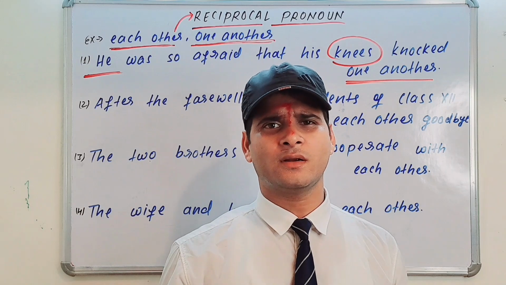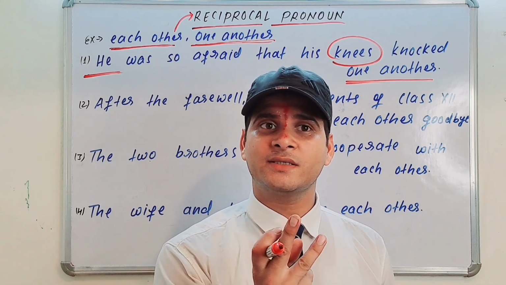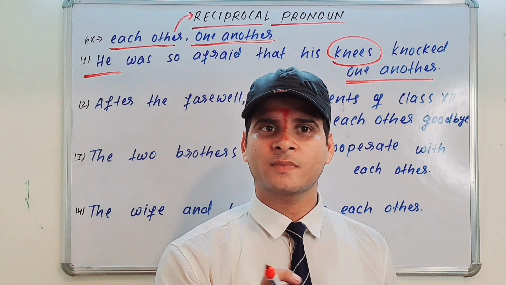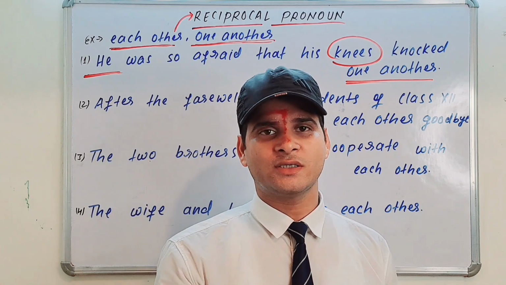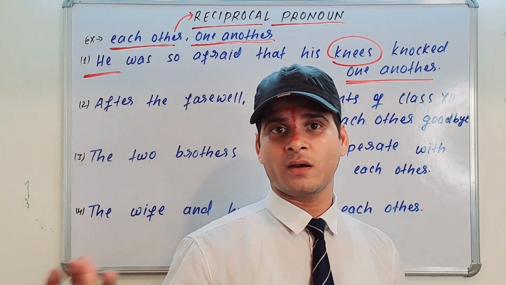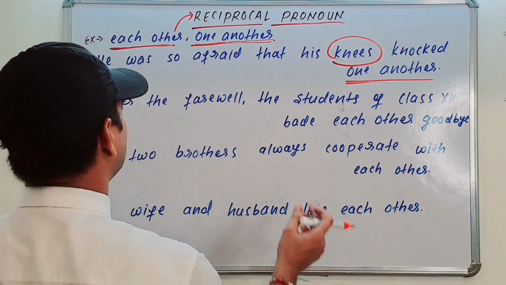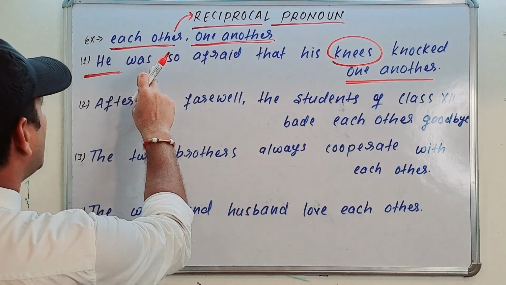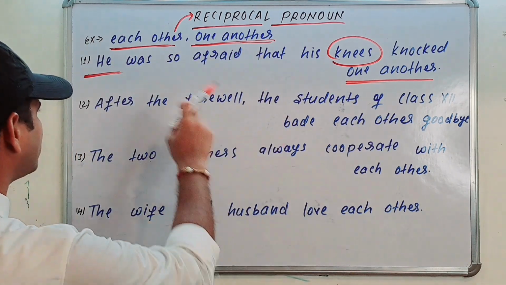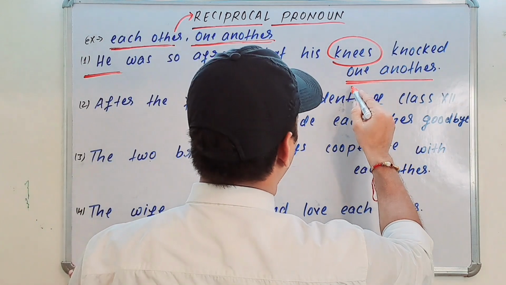Don't use one another here, use each other, because we are discussing two knees of one person. So it knocked each other. Don't say one another because there are two knees and they knocked each other. Here there is only one person. He was so afraid that his knees knocked one another.